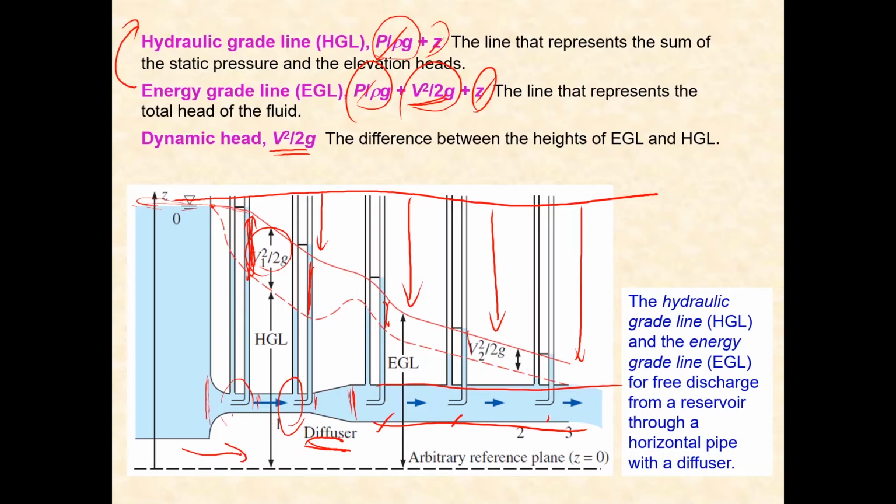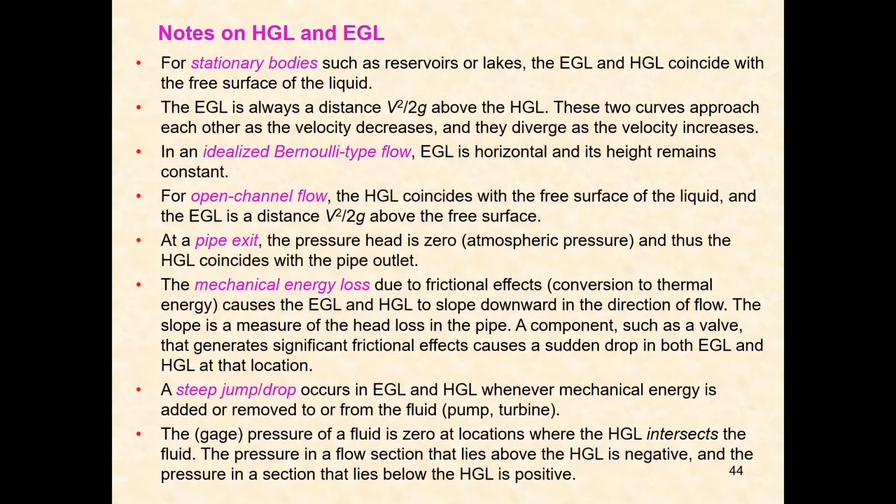So the velocity is constant, but due to the energy loss, it's reducing, but still the dynamics remains unchanged. So this is how you want to use HGL and EGL to determine the velocity of the flow in the pipe. Okay, there are some notes on HGL and EGL.